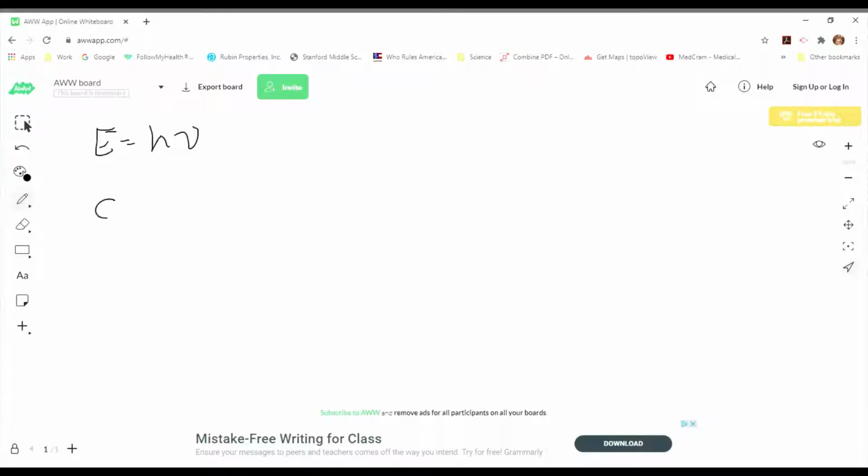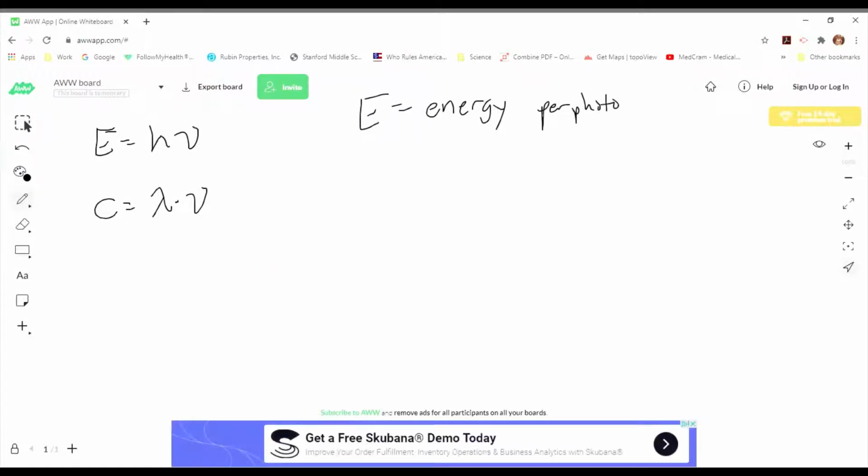The second equation is c is equal to lambda times nu, where c is the speed of light. Lambda is a Greek letter, like a Greek L, and it is the wavelength of light. And once again, nu is frequency. So let's look at these real quick before we actually use them. Once again, E is the energy, and this is how much energy there is per photon. These equations have to do with light and little packets of light energy called photons, and E is the total amount of energy in that photon.